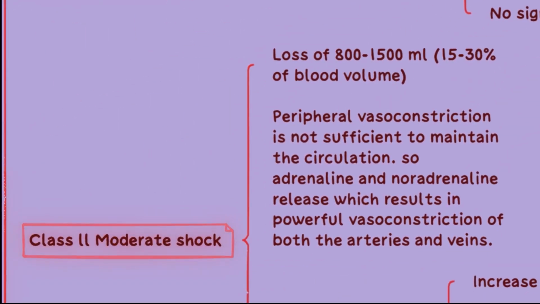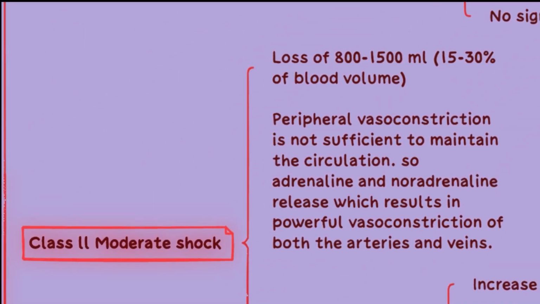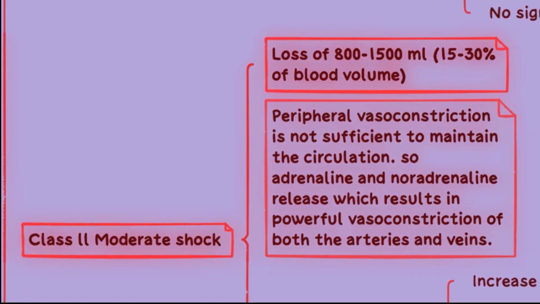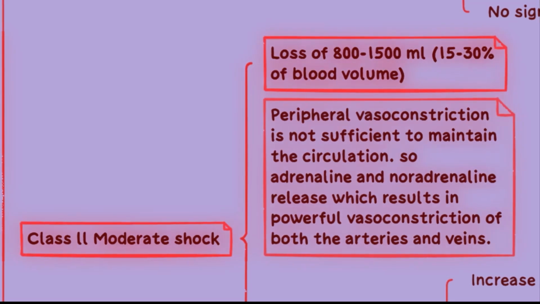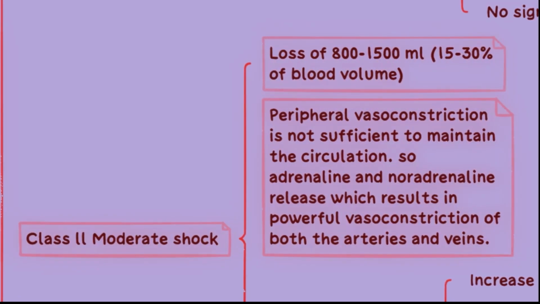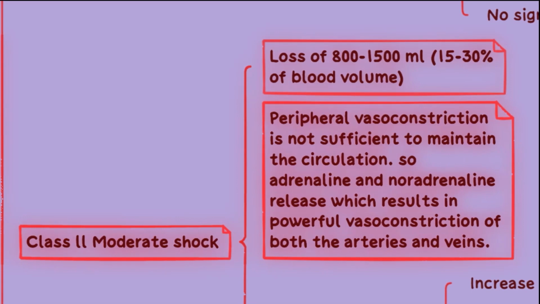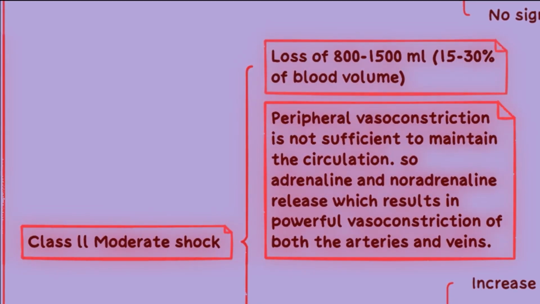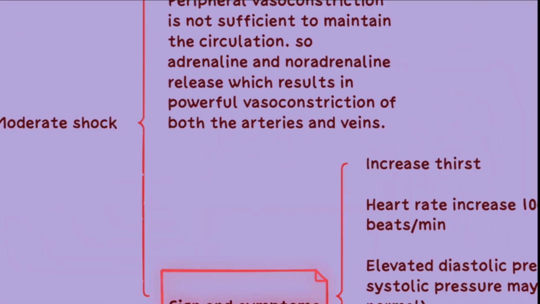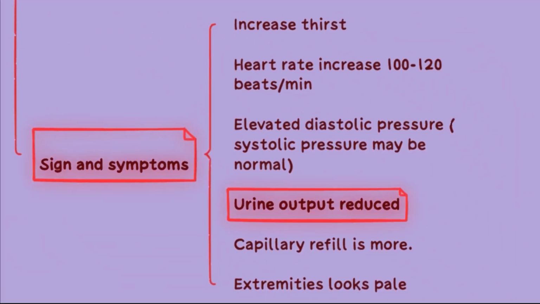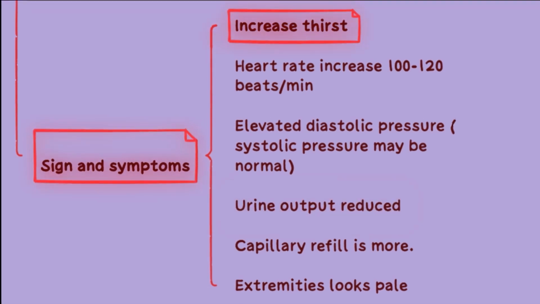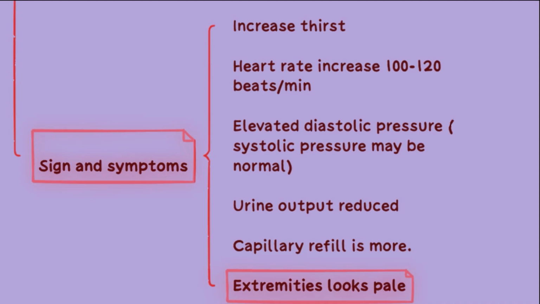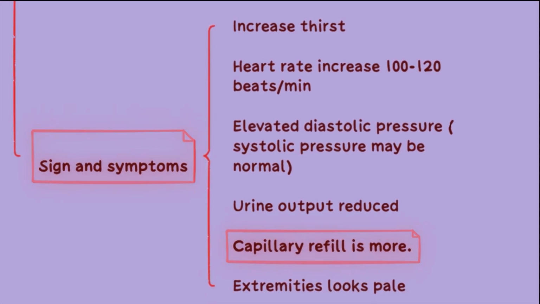The next stage is stage 2, or decompensatory stage, or moderate shock. As blood loss reaches 15 to 30% of total blood volume, compensatory mechanisms become overwhelmed and adrenaline and noradrenaline are released to cause peripheral vasoconstriction and maintain circulation. Blood pressure drops further and there is a decrease in urine output. Tachycardia persists, thirst is increased, and extremities look pale due to less capillary refill.